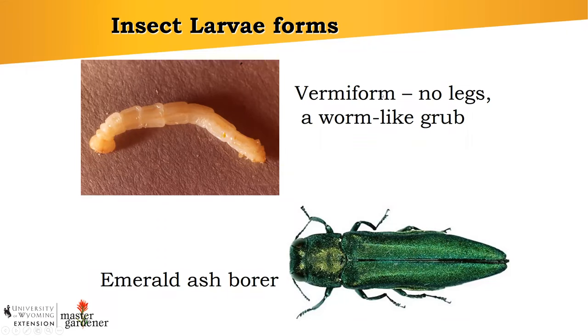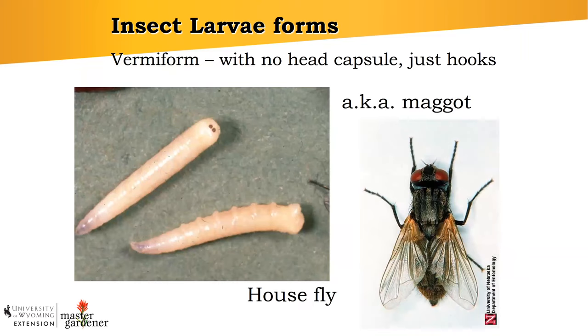Its larvae are vermiform, no legs, and worm-like. So verma, you might have heard of the word vermiculture. I think that relates to the root of vermiform, or worm-like. So they live under the bark of an ash tree and they don't need legs. They're just chewing and eating their way under the bark in the canyon. Vermiform, not even a head capsule, just hooks.